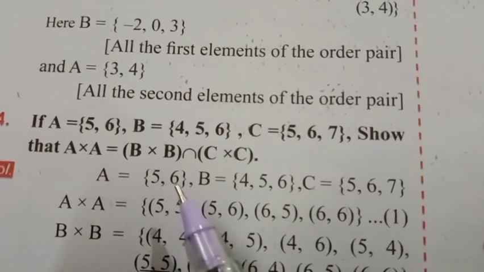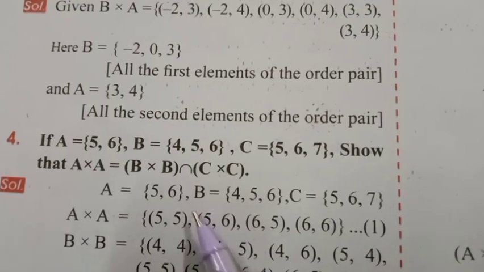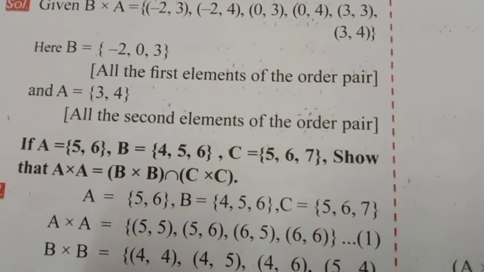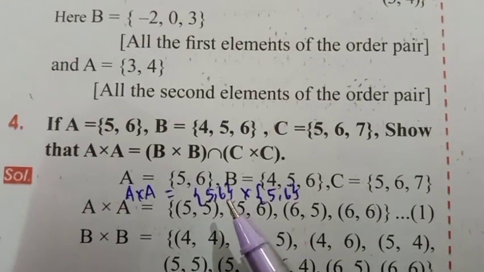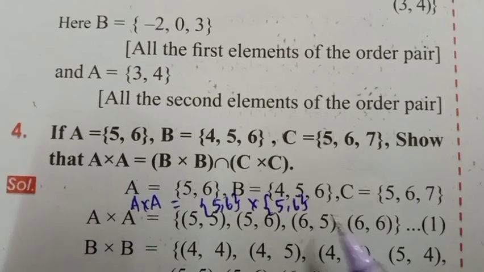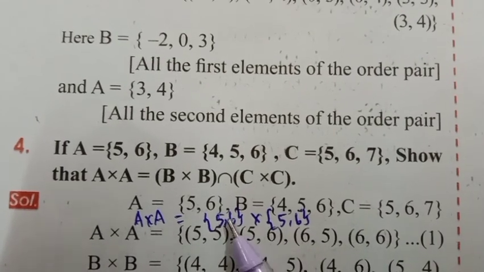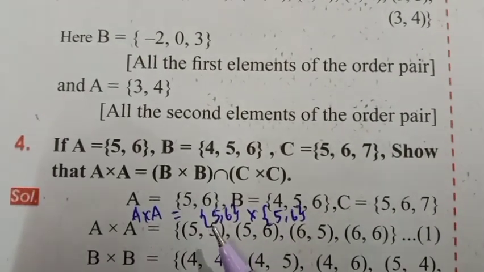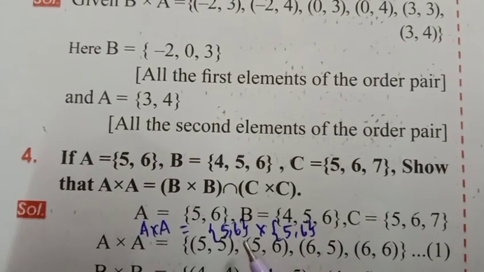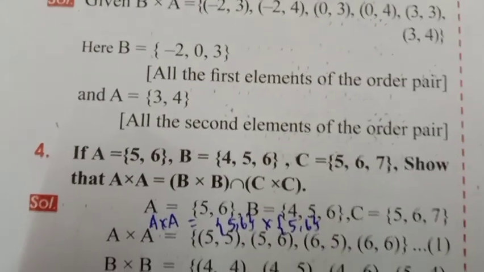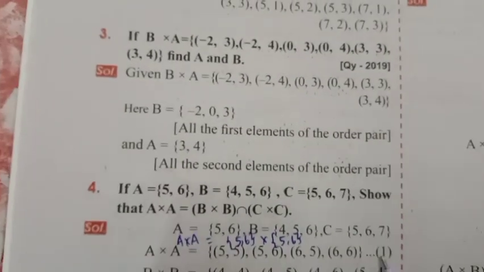So that is A cross A. A value is 5, 6. So you have to write 5, 6 into 5, 6. So that is, we have to make a Cartesian product: 5, 5, then 5, 6, then 6, 5, 6, 6. So it is called equation number 1.